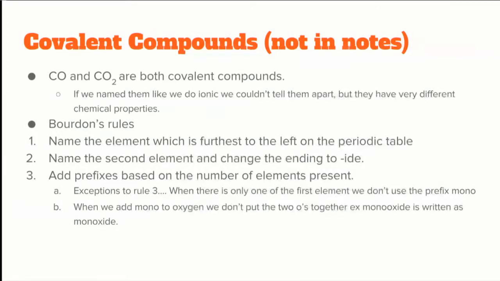And then the other exception isn't that big of a deal, but it's important to note that if you are adding mono in front of oxygen, it's not monooxide with 2 O's. It's written as monoxide, which is kind of weird because if you had something like 10 arsenics, like decaarsenide, you'd end up writing 2 A's. So I don't know why we don't put 2 O's with monoxide. They just don't. That's just how it goes.